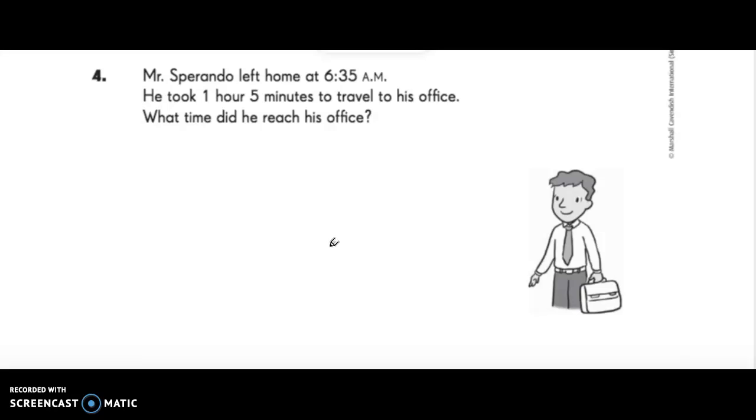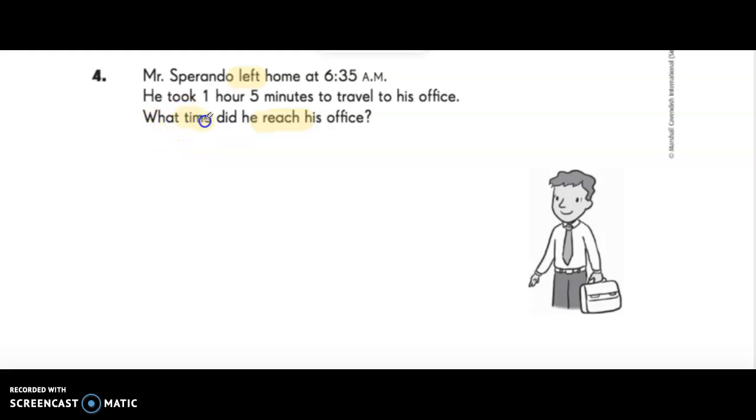Alright, Mr. Separando left home at 6:35 a.m. He took 1 hour, 5 minutes to travel to his office. What time did he reach his office? So, don't get confused on this one that they're saying he left home, because typically we think like if you're leaving, it could be either one, especially when we're talking about flights and stuff. It can get confusing. So try and put yourself in this situation.